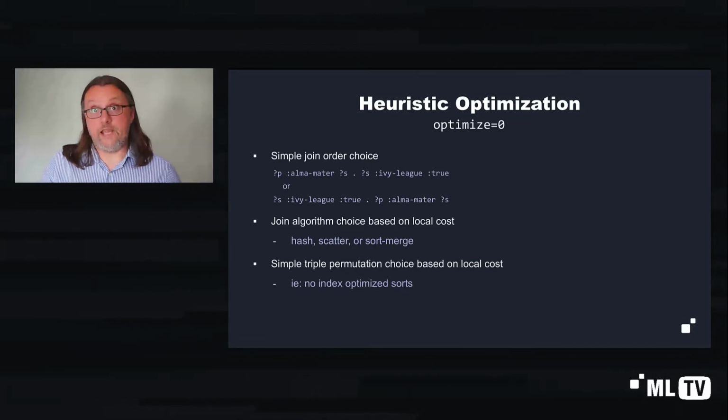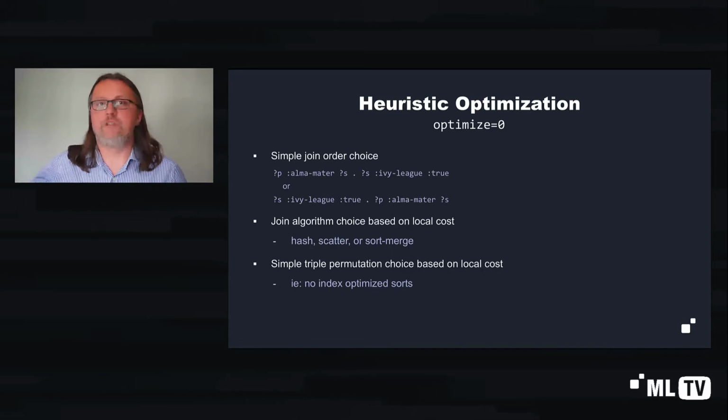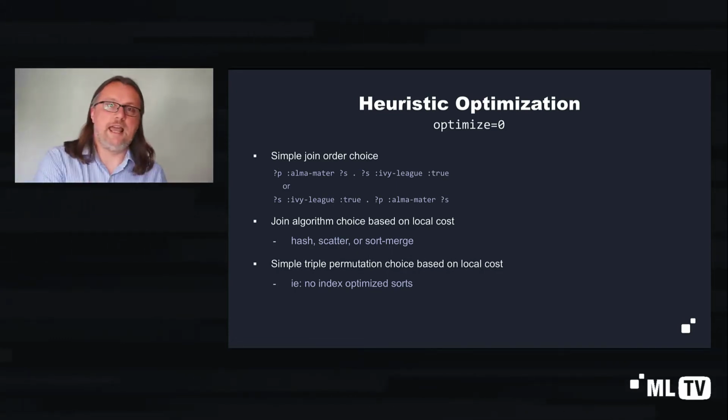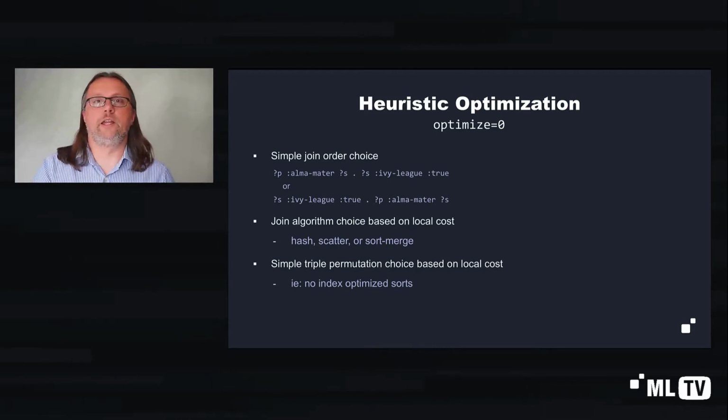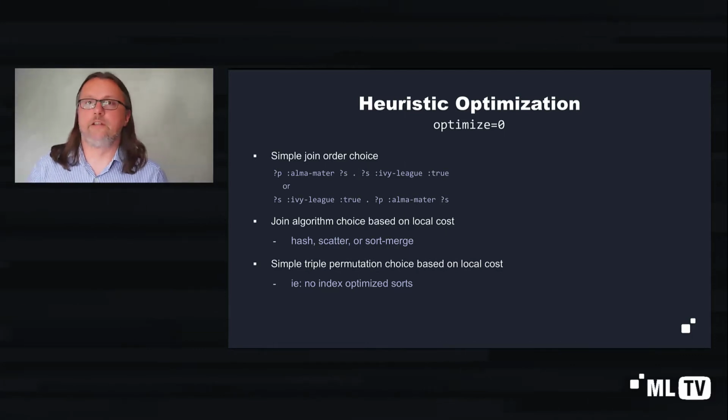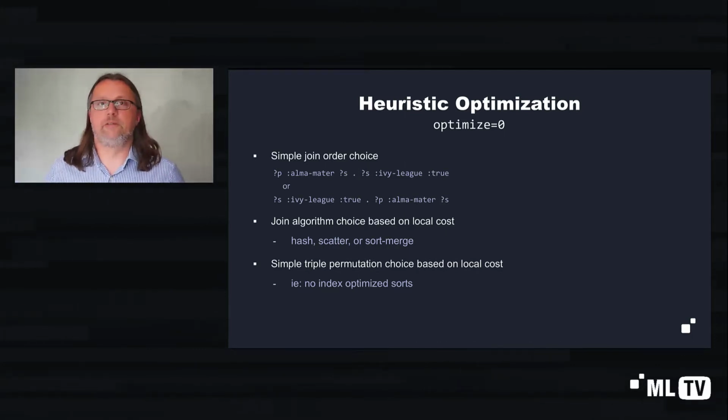Now, if you're only executing your query once, it may not be worth the time spent optimizing. It may be quicker in total to optimize less and get on with executing straight away. So in some cases where you're evaluating very small queries or queries only once and not in a repeated fashion, it may make sense to use optimize equals 0.